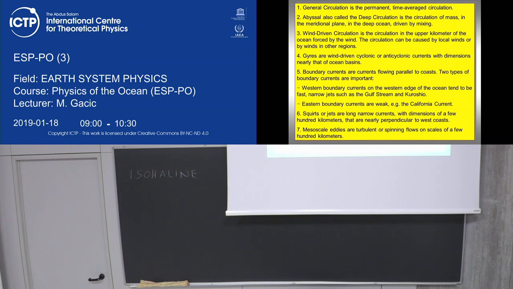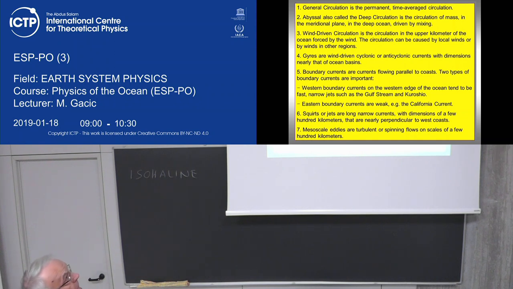And this is associated with the time scale of these motions. So you have the whole spectrum of time scales associated with the circulation. If you have tides, the time scale is on the order of a day. If you have the general circulation, which is the permanent time-average circulation, then you have a time scale on the order of hundreds or even thousands of years.